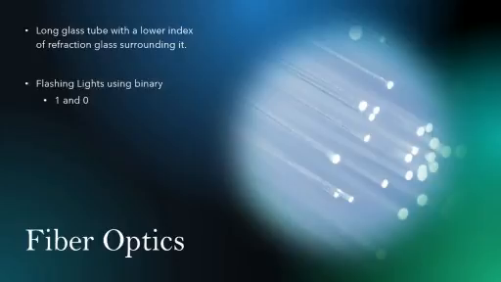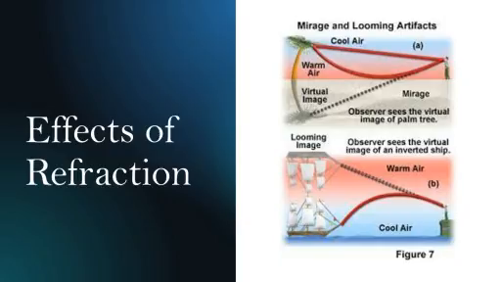And so that's what you do: you have a medium that is a fairly high index of refraction, and then you surround it by something that has a very low index of refraction. By using both, you're able to keep it within the tube, and then it goes all the way through. It doesn't escape from it.